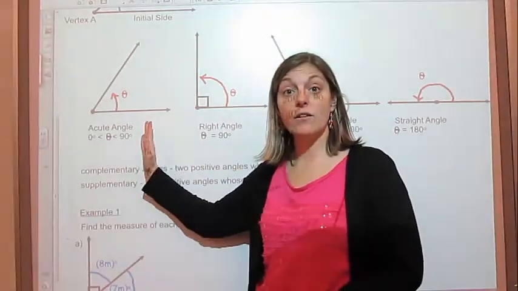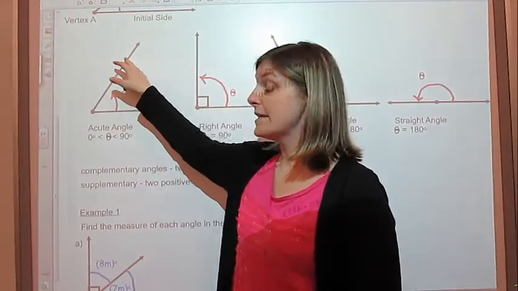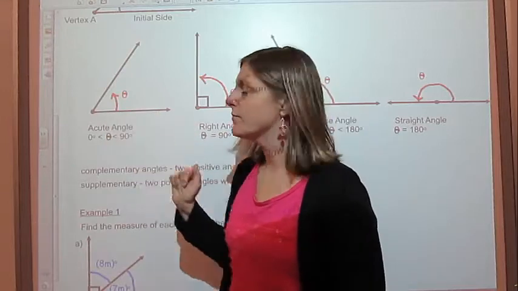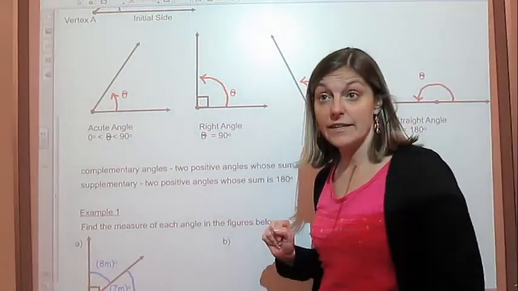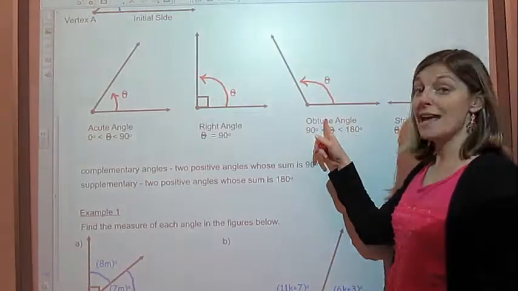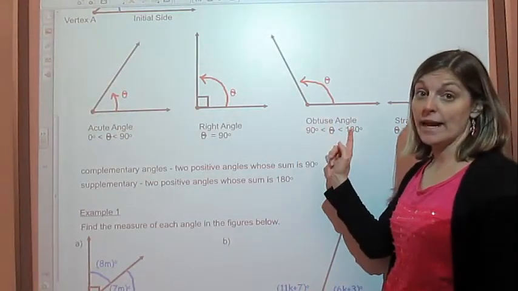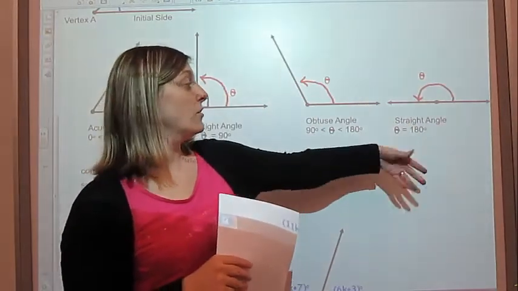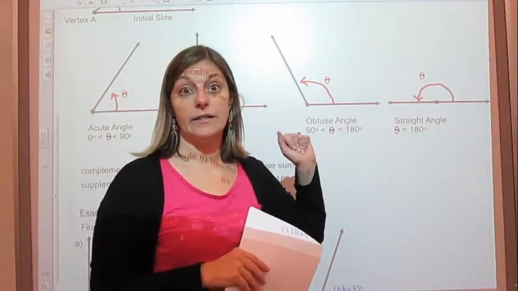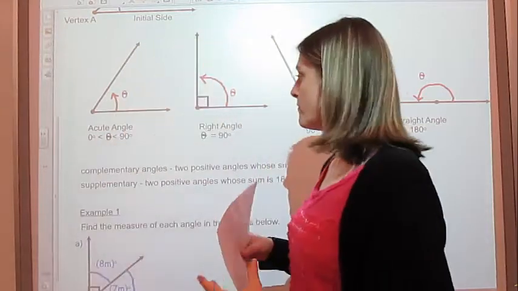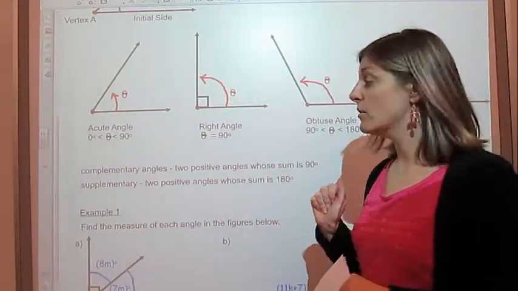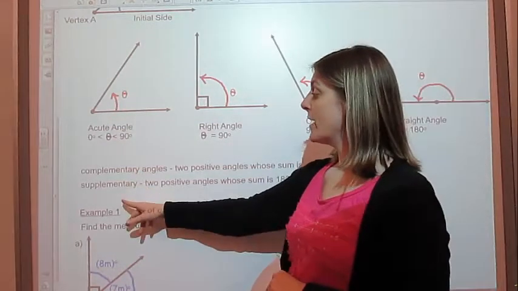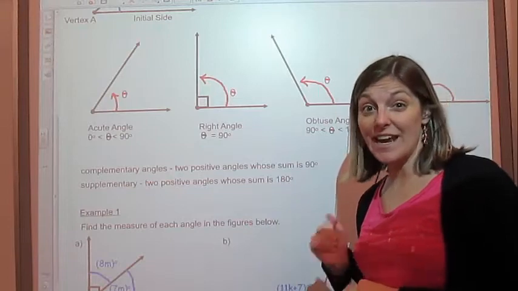Remember that an acute angle is in between 0 degrees and 90 degrees, not including 90 degrees, okay? And not including 0. All right, a right angle is exactly 90 degrees. An obtuse angle is between 90 and 180, not including either one of those. And then a straight angle is exactly 180 degrees. All right, remember that complementary angles are two positive angles whose sum is 90 degrees. Supplementary is two positive angles whose sum is 180 degrees.